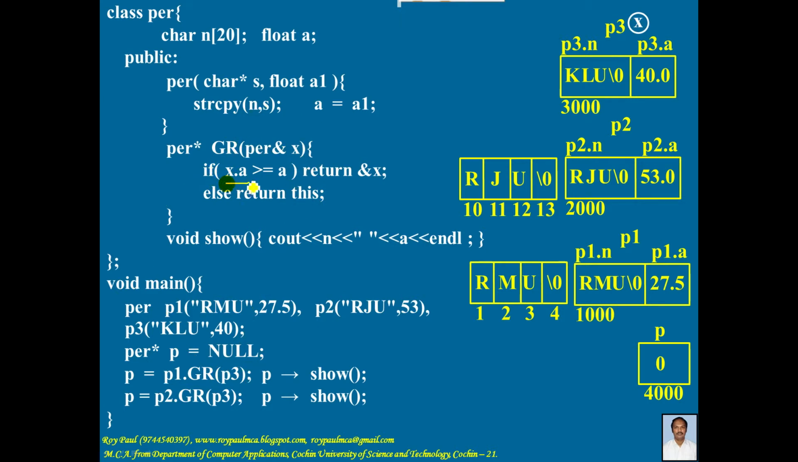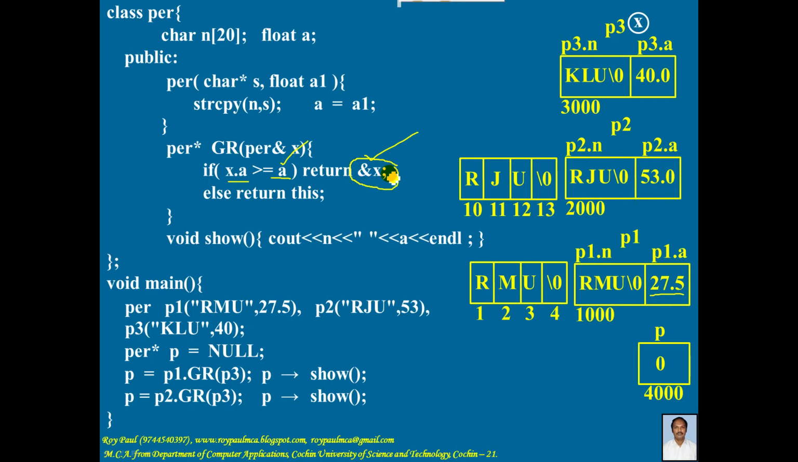Now what is x dot a? It is 40.0. What is a? Inside a member function, the programmer will write only the name of the data member. The compiler automatically takes this as the name of the object with which the member function was called, dot a. So this is p1 dot a. And what is p1 dot a? 27.5. So here 40 greater than or equal to 27.5, condition true. So this will be executed.